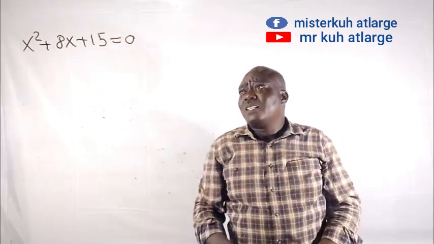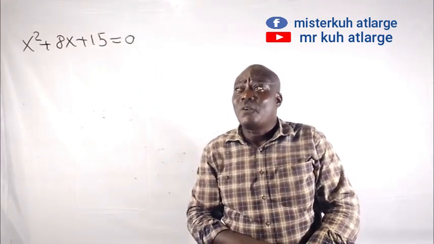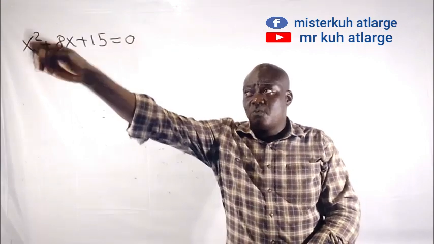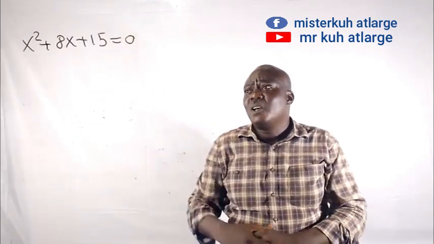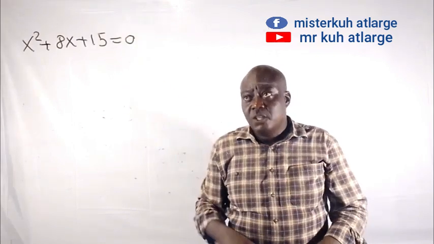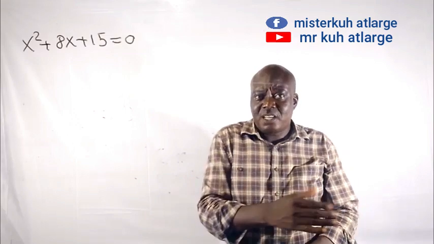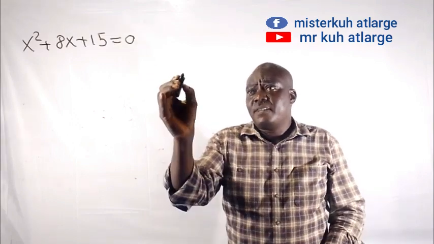So we are going to look at the constant. What is the leading coefficient of x squared there? It is 1, so we don't have a problem there. And what is the constant? The constant there is 15. So just do this somewhere as your side work. Write 15.